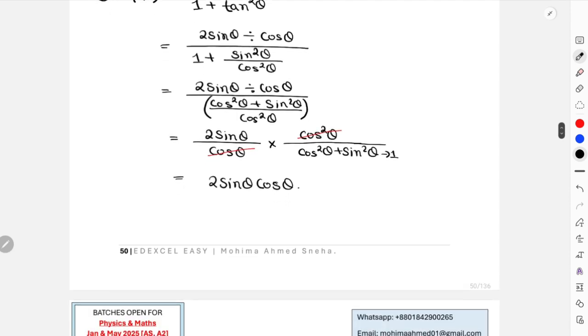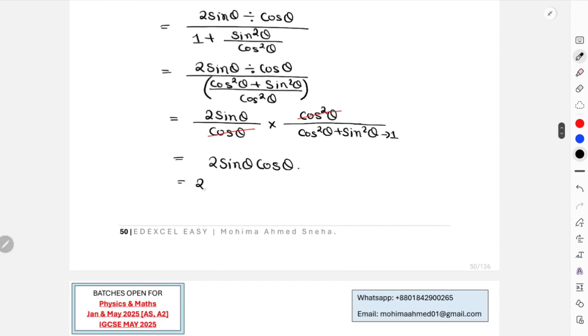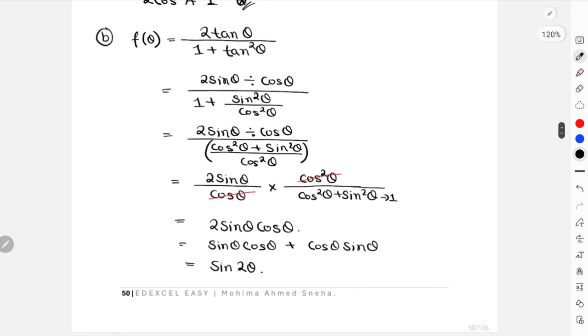Then lastly, I already know from my part A1, 2 sine theta cos theta can be expressed in terms of what? Sine 2A. That is because I can break this down as sine theta cos theta plus sine theta cos theta, or actually in the format of cos theta sine theta. This is exactly in the format of sine 2 theta that we did in first part A1, right? This is your working for part B.